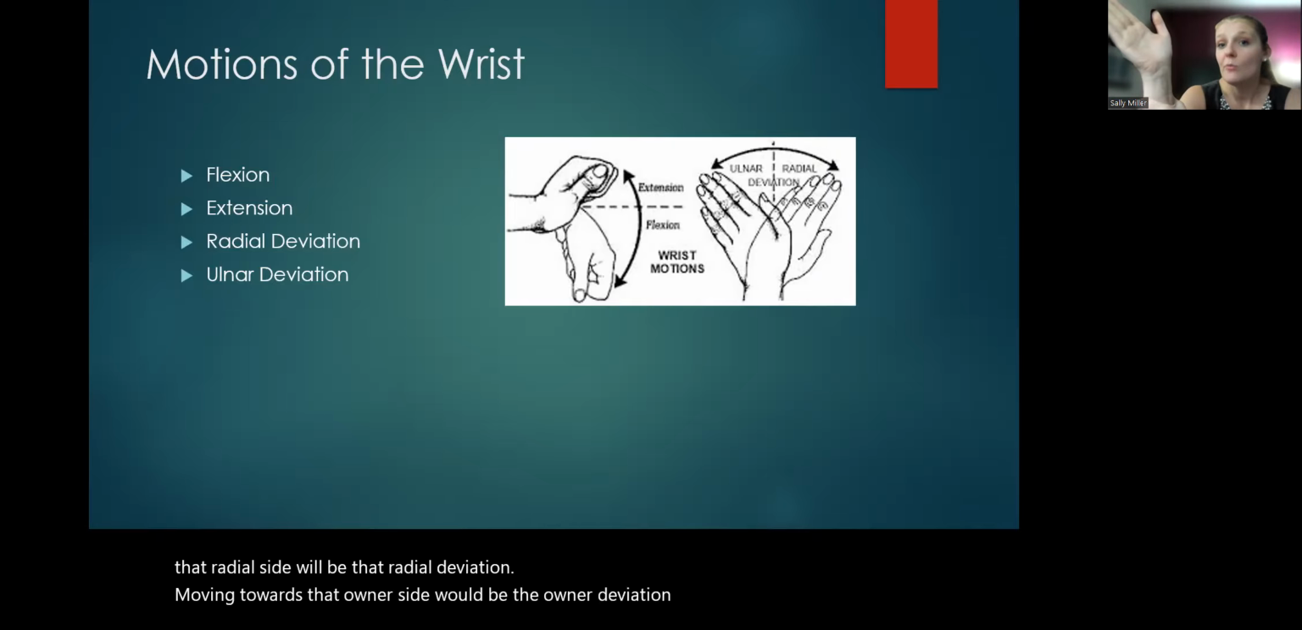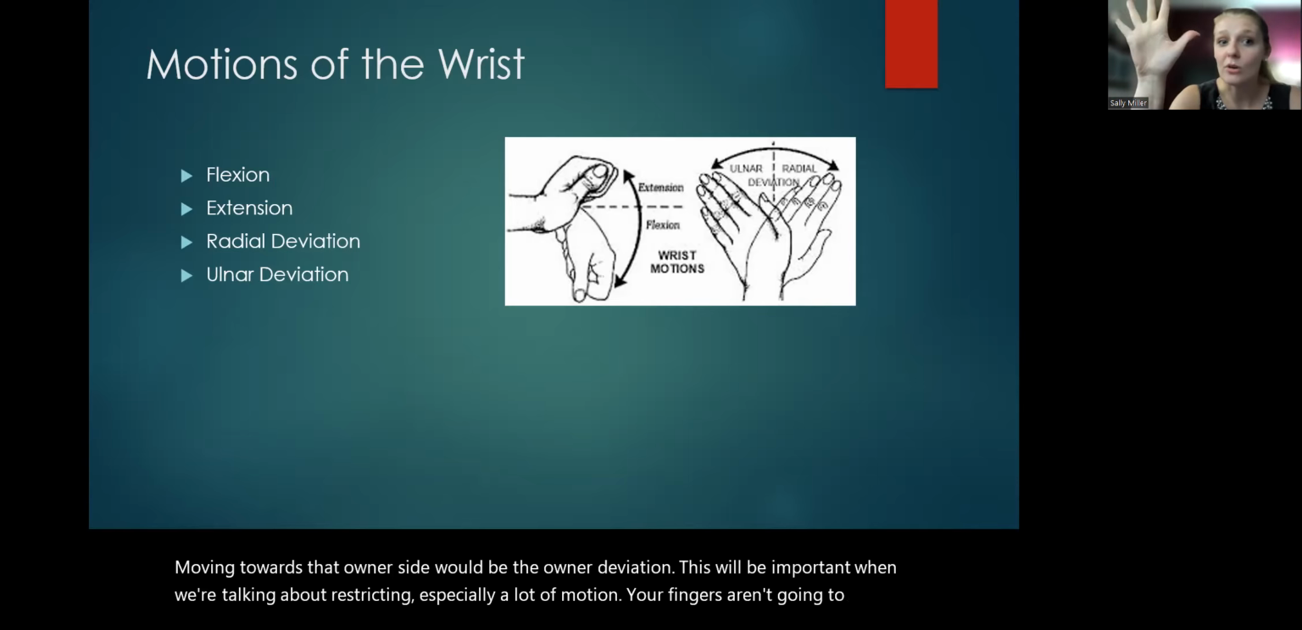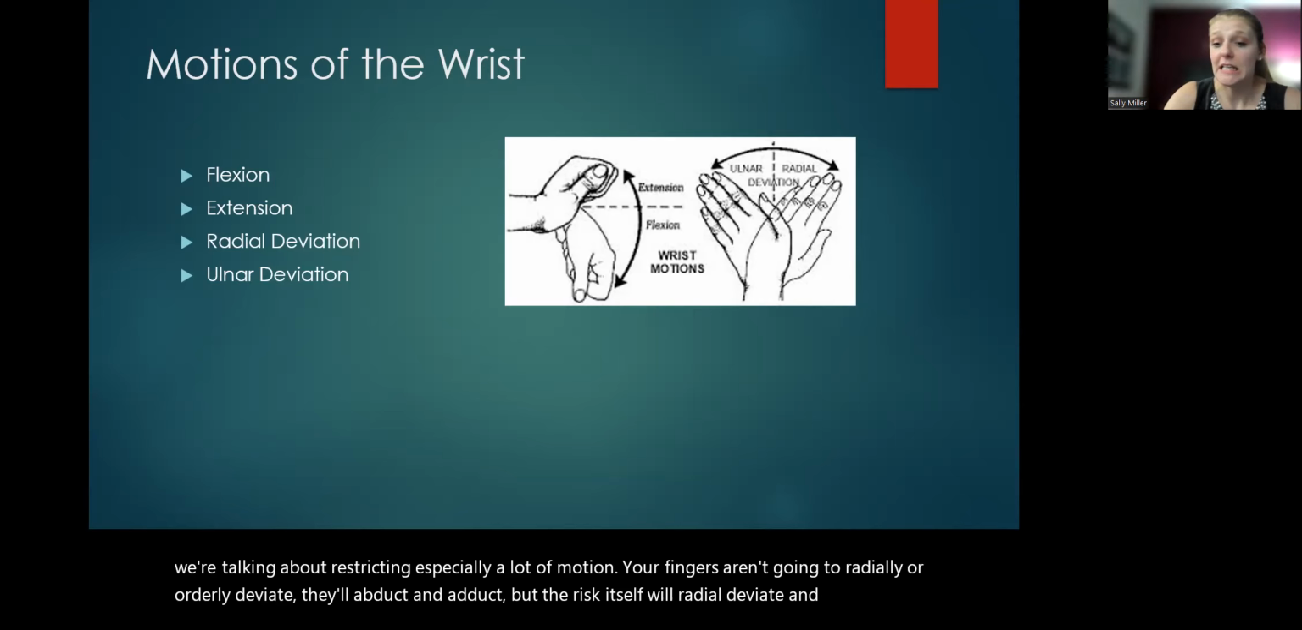This will be important when we're talking about restricting, especially a lot of motion. Your fingers aren't going to radially or ulnarly deviate. They'll abduct and adduct, but the wrist itself will radial deviate and ulnarly deviate.